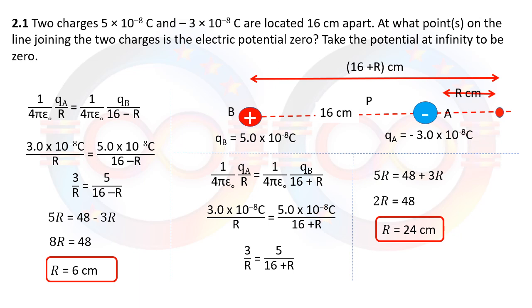In between we are getting, because one is positive, another one is negative, the potential of positive and the potential of negative would be same in magnitude but opposite in nature. That is why it has to be 0.